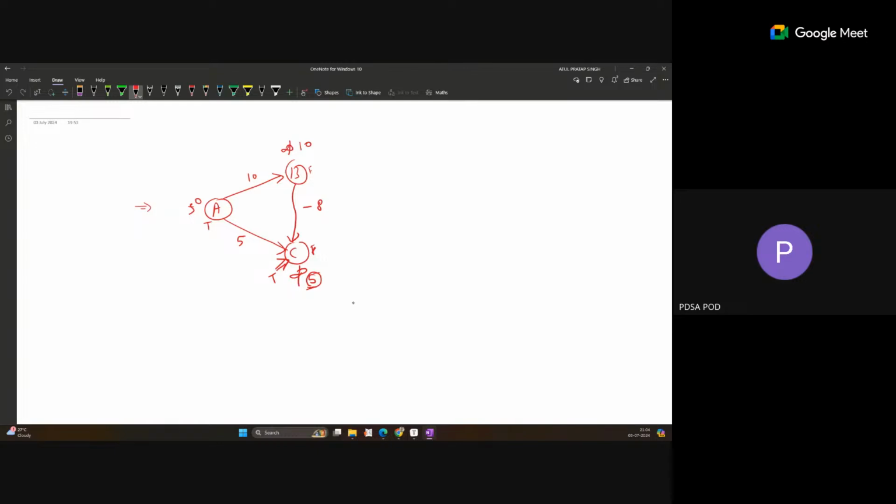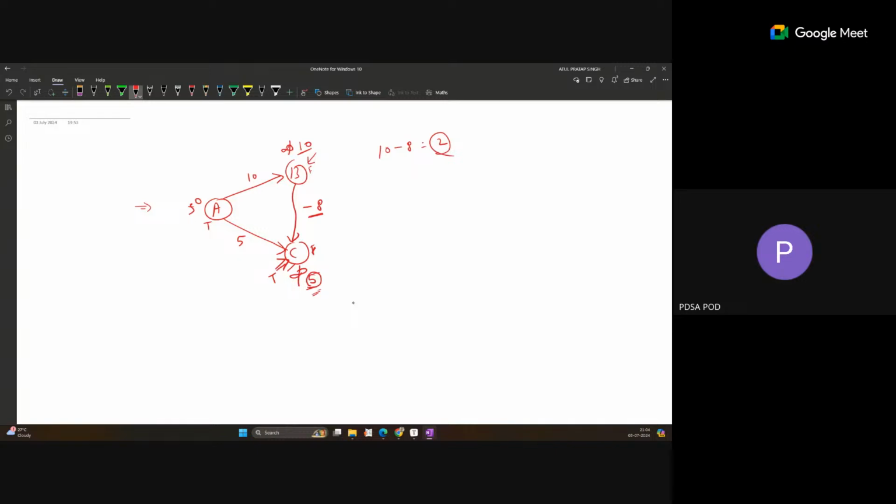Now we select B, but you can see we always update the distance of the nodes which are not visited. The current distance of B is 10, and there is one outgoing edge containing -8. 10 plus -8 becomes 2, which is smaller than the previous distance 5. But we cannot update this because that node is already visited.